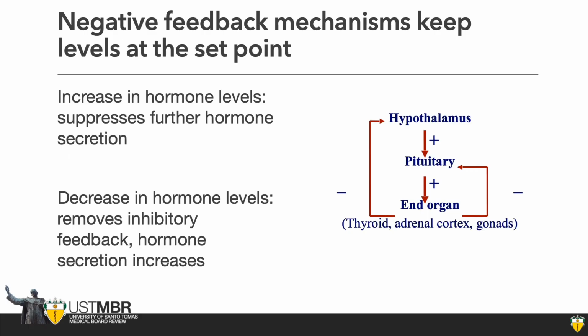So if there's an increased hormone, for example thyroid hormone, by negative feedback there's going to be a shutdown of TSH and TRH. Therefore, there'll be less further stimulation of the thyroid gland. And the same is true if there's a drop in thyroid hormone: there's going to be a loss of that inhibitory feedback. Therefore, the whole system will be activated and the thyroid gland will be stimulated to produce thyroid hormone.